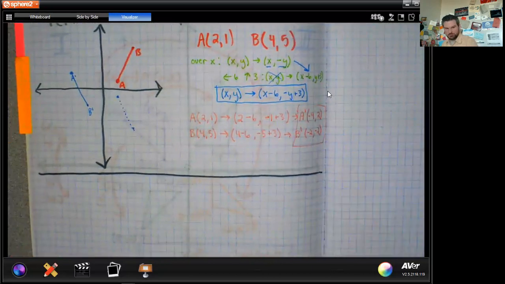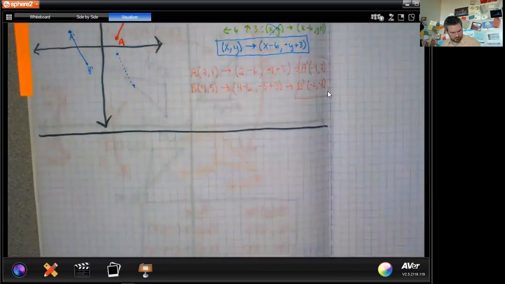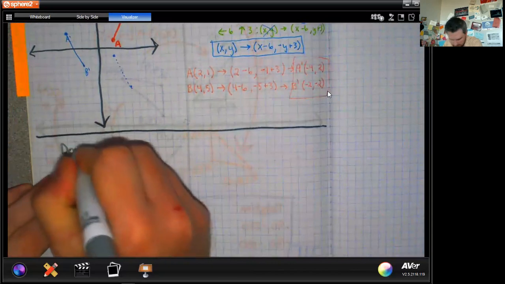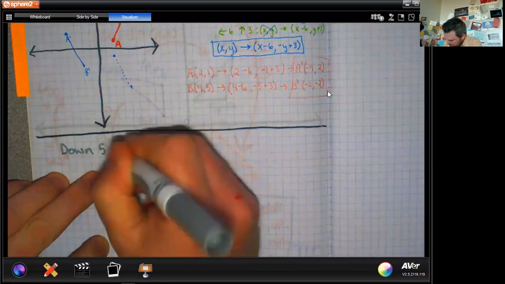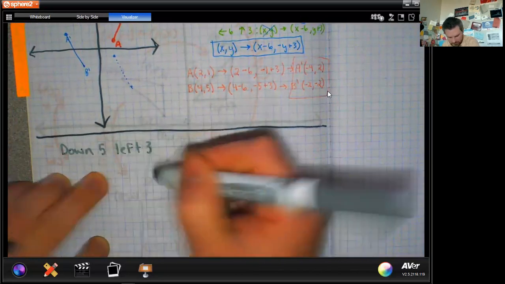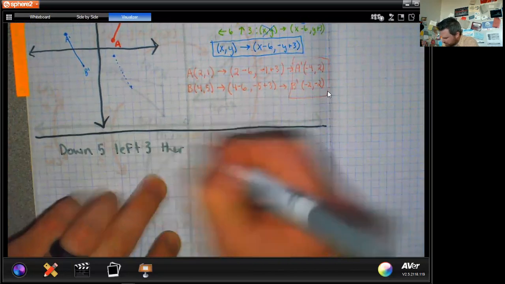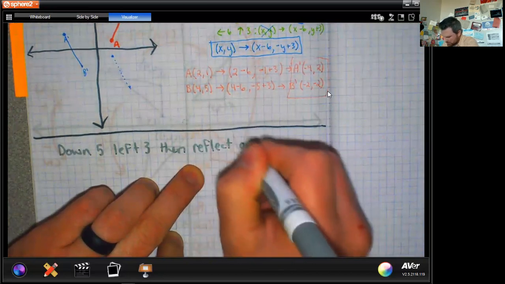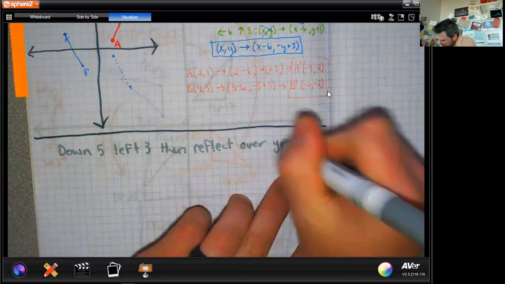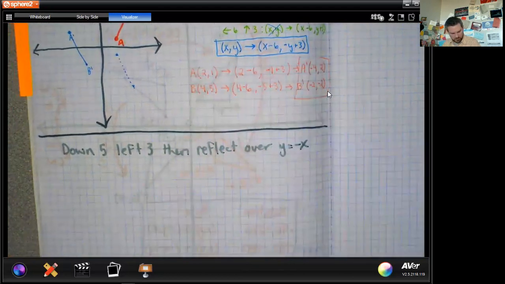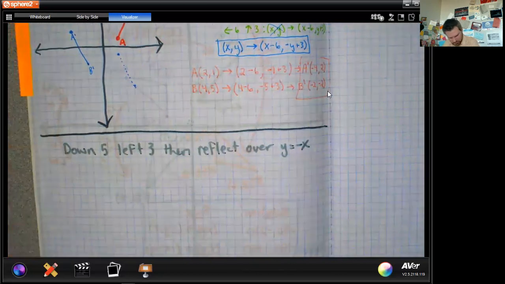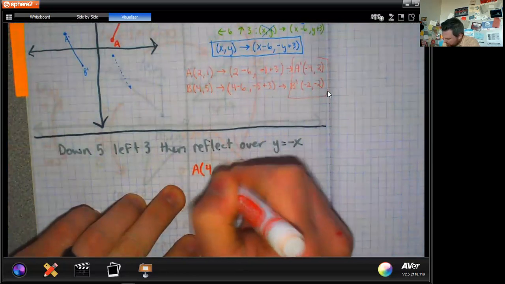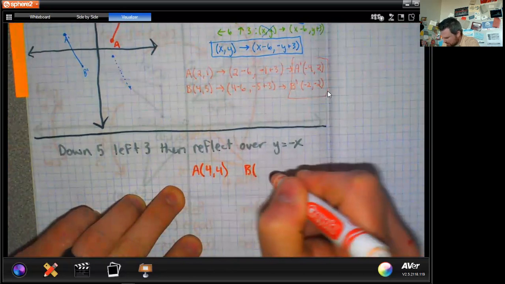Okay, let's look at the next one. Okay, so our movement here is going to go down 5, left 3, then reflect over y equals negative x. Okay, a little bit of a hard one here. And we're going to use points A at 4, 4. And point B will be at 6, 0.